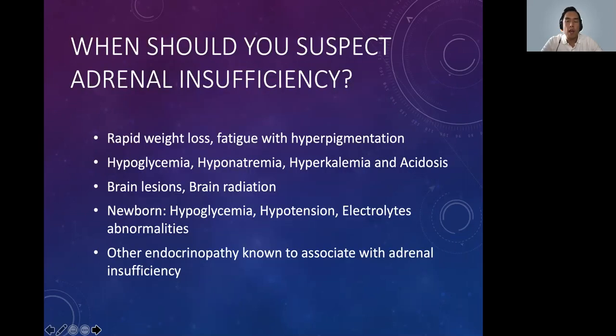So when should you suspect that the patient has adrenal insufficiency? As I mentioned earlier, cortisol has many functions, as does aldosterone. So the symptoms of adrenal insufficiency are very broad. You can have a patient with rapid weight loss, fatigue, or hyperpigmentation. Some patients may present with hypoglycemia, electrolyte abnormalities such as hyponatremia, hyperkalemia, or acidosis. In patients that have a brain tumor and received surgery and radiation, we often check the adrenal function as well. Or it could present in the newborn as hypoglycemia, hypotension, or electrolyte abnormality. Or in some patients with other endocrinopathies known to be associated with adrenal insufficiency, such as autoimmune polyglandular syndrome type 1, in which the patient has autoimmune destruction of several endocrine glands.